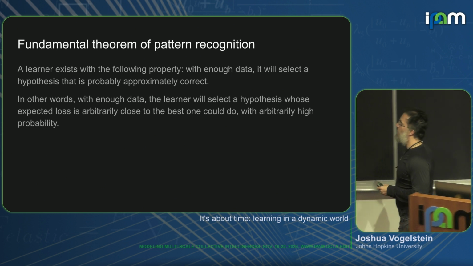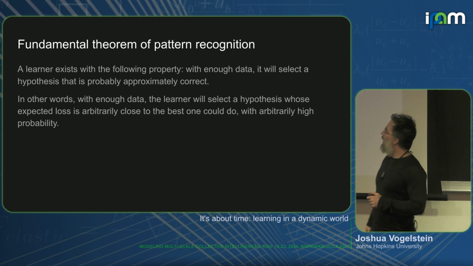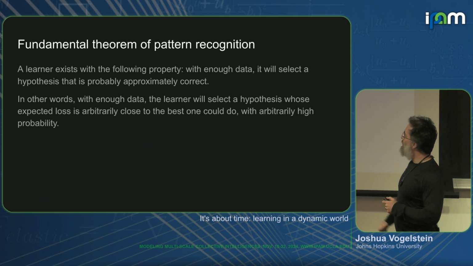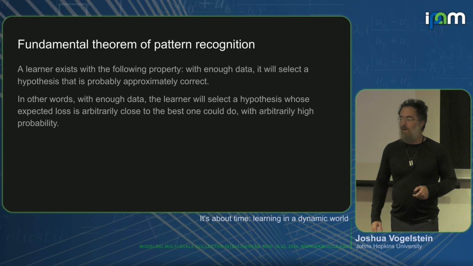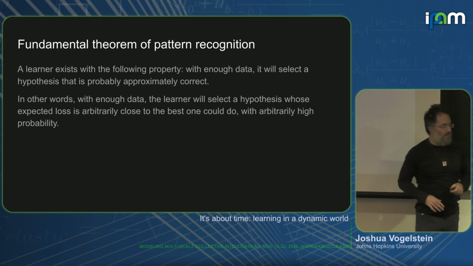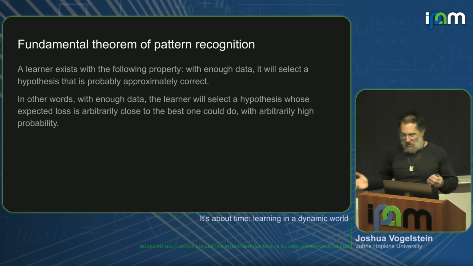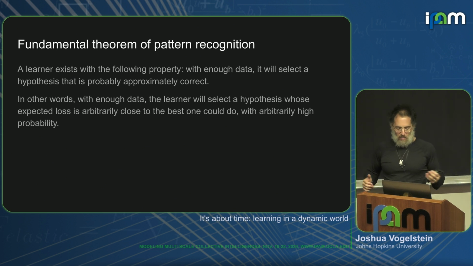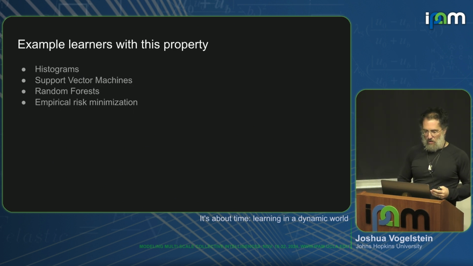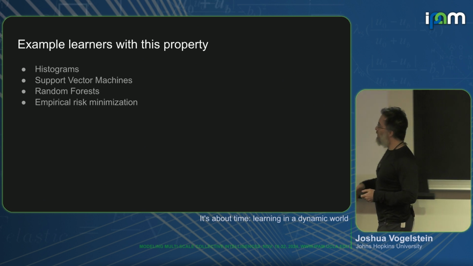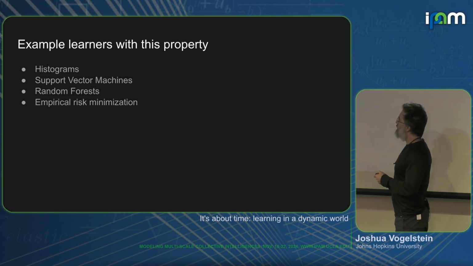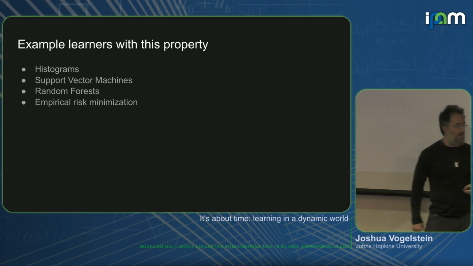Okay, so here's a fundamental theorem of pattern recognition. I alluded to it earlier, that paper from the 30s. It says a learner exists with the following property: with enough data, it will select a hypothesis that is probably approximately correct. This is a slightly more formal definition, but that's the basic idea. What we did in our paper that's coming out next week on arXiv now, before I say that, there's a bunch of hypothesis classes and learners with this property: histograms, support vector machines, random forests, empirical risk minimization.